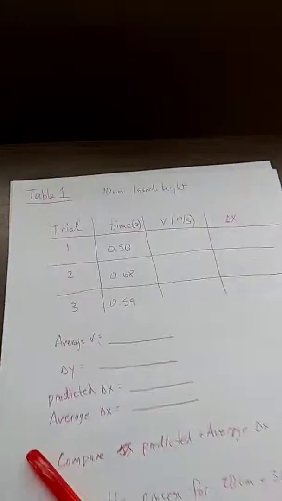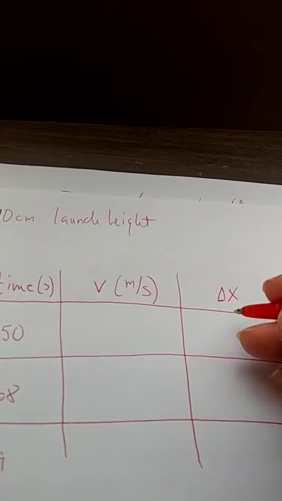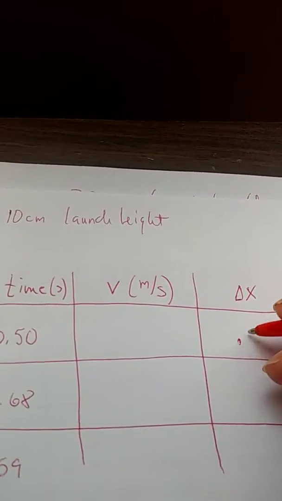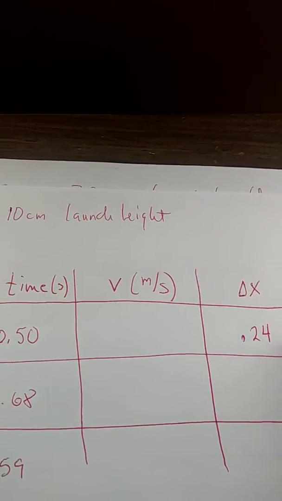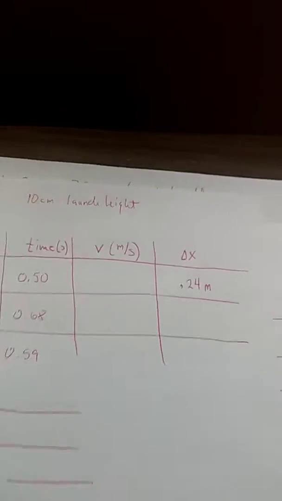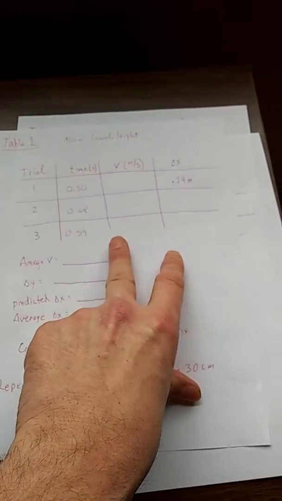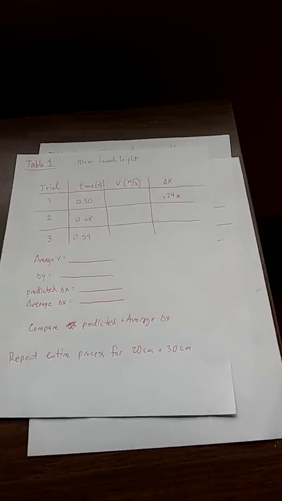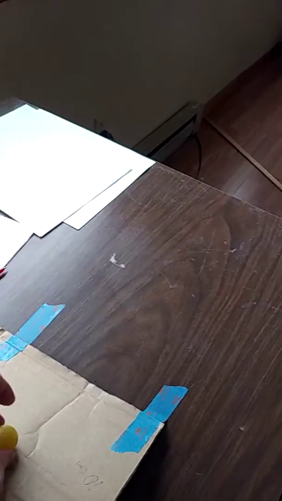So I'll copy that down. Now I'm going to put that on this, and of course I need to record in meters, so 0.24 meters right there. And it's fine if you make your graphs look just like mine. That's what I want to see submitted. So let's do this way. Okay, trial 2.